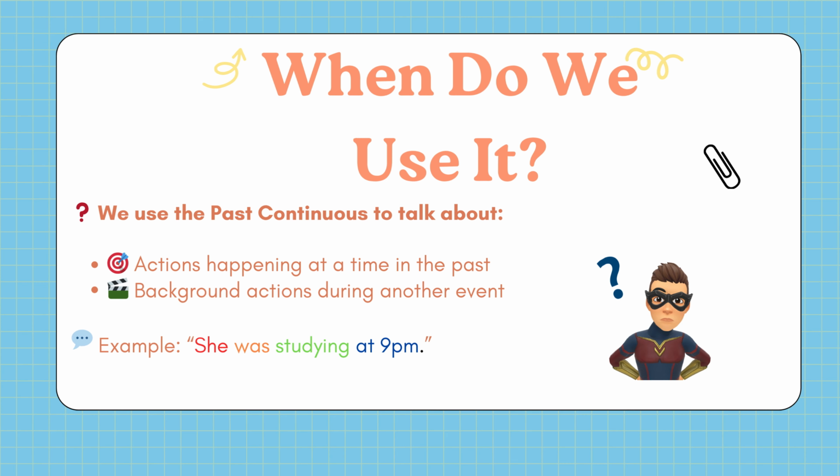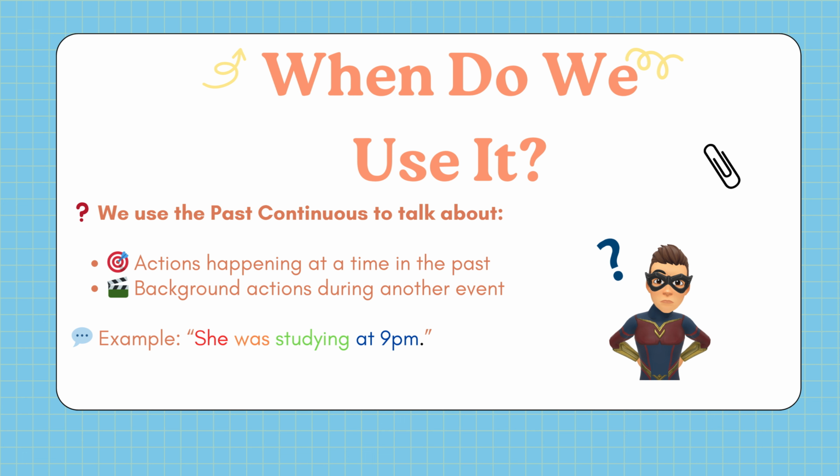Let's explore when we use the past continuous tense. We use it for two things. Actions happening at a specific time in the past, like she was studying at 9 p.m., and background actions, something that was happening while something else occurred. So remember, specific past time and background action. That's when we use the past continuous.